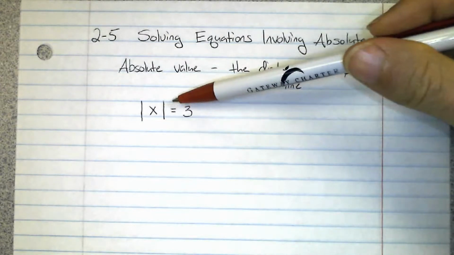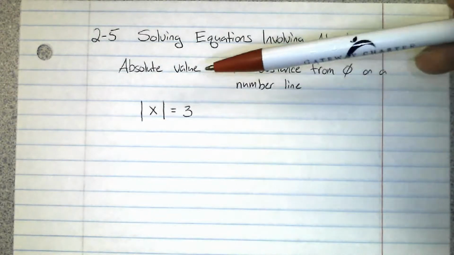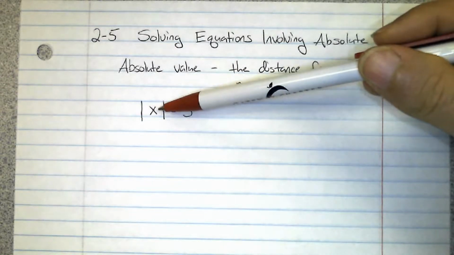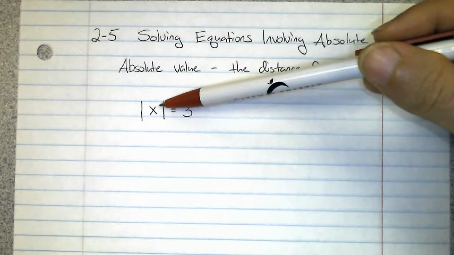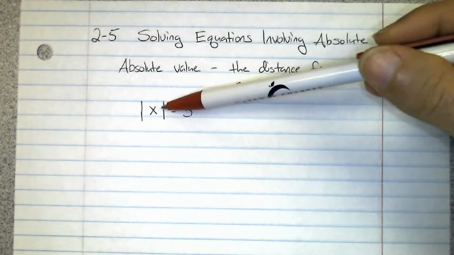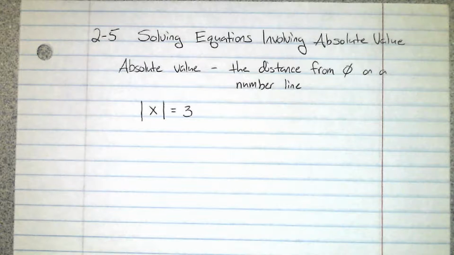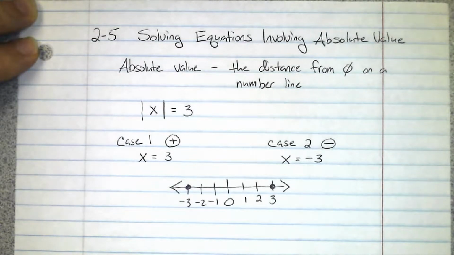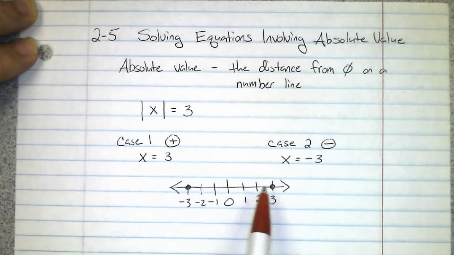Now, if the absolute value of x equals 3, since absolute value is the distance from 0 on a number line, basically that means that x can be a positive 3 or negative 3. On a graph, it would look something like this. If x equaled positive 3 or negative 3, we would graph accordingly. Now, let's take a look at a little bit more interesting examples.